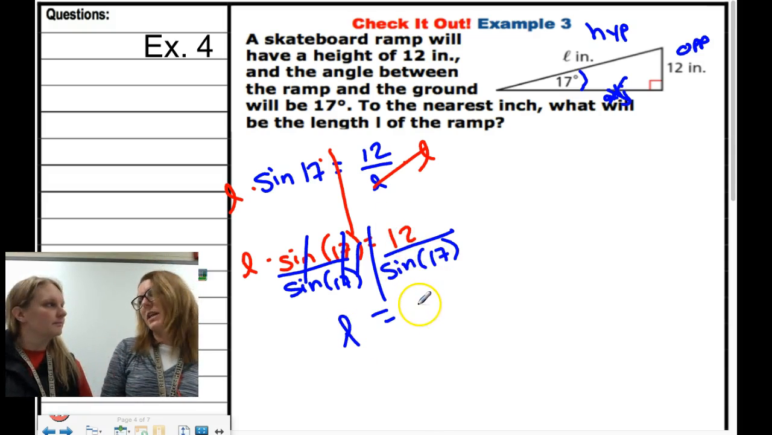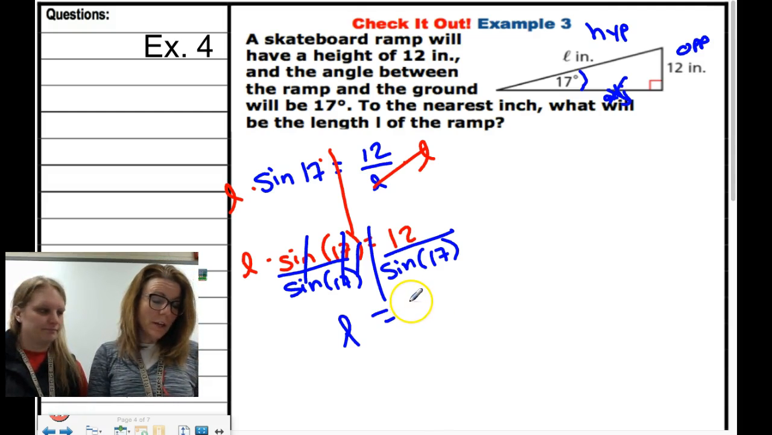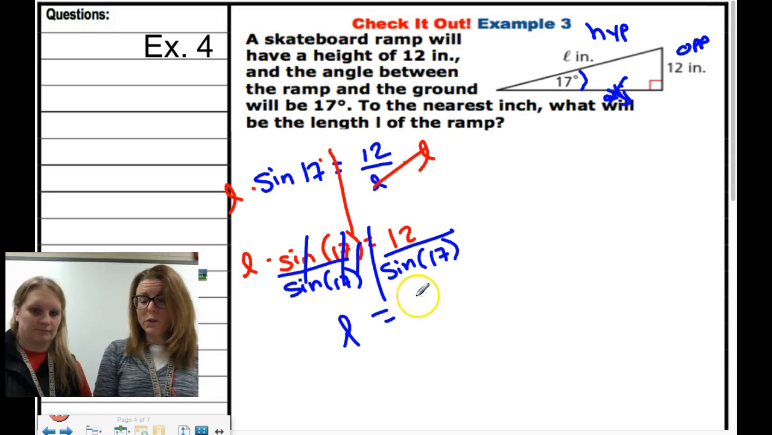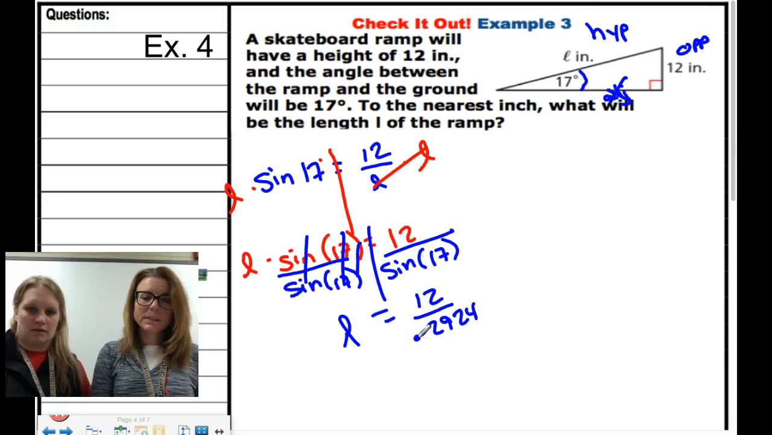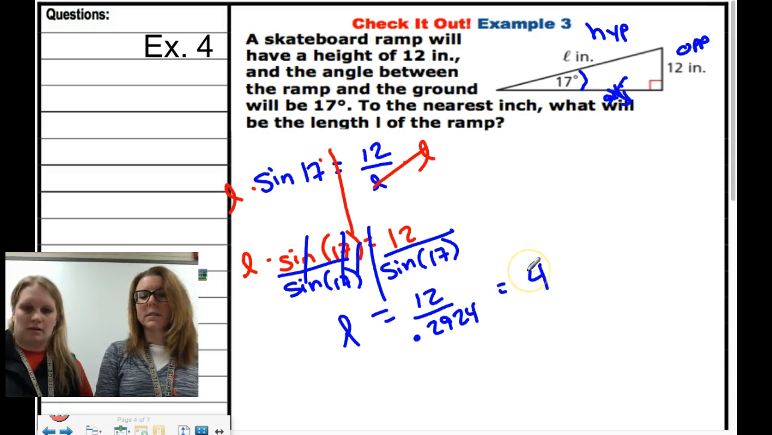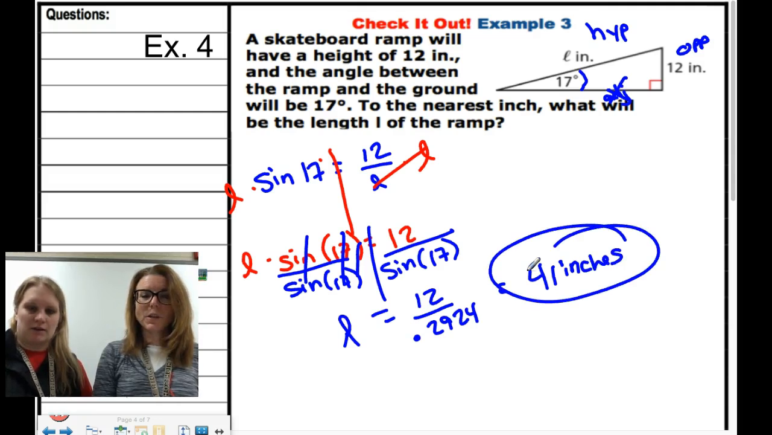That's why we said to change that on your calculator. When you do that, you actually get 12 over 0.2924, which is equal to about 41 inches. Done. So you don't have to do these separately. Just plug into your calculator 12 divided by sine 17.